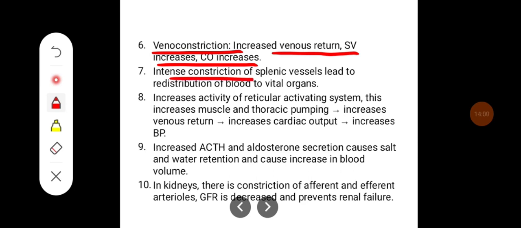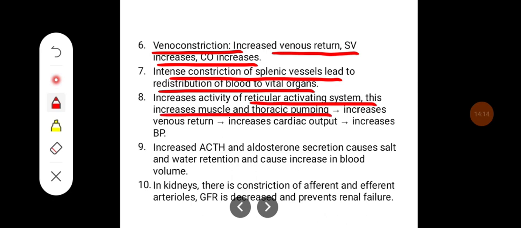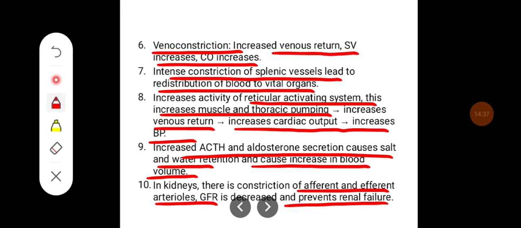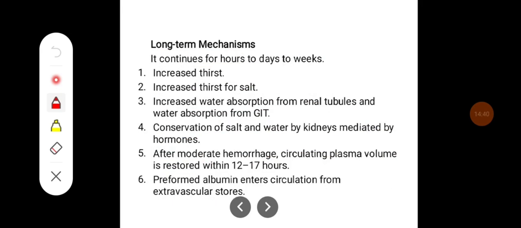The intense constriction of the splenic vessels leads to the redistribution of blood to the vital organs, and there is an increase in the activity of the reticular activating system. These increase the muscle and thoracic pumping, which increases venous return, which increases the cardiac output and the blood pressure. Increased ACTH and aldosterone secretion causes salt and water retention and increases the blood volume. In the kidneys, there is constriction of the efferent and afferent arterioles. GFR is decreased, which prevents renal failure. So these are some of the short-term mechanisms.